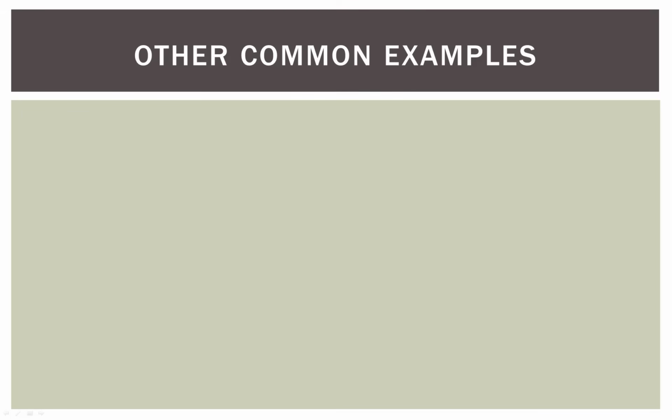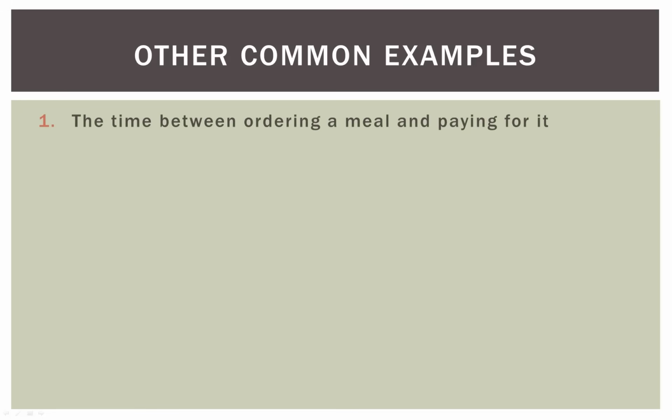Now, I admit 1 or 2 of these are a stretch, but I want you to get the idea of timing, okay? So here's one. Think about the time between when you order a meal and you actually pay for it. Let's say you go into Outback Steakhouse and you sit down, you order a nice big juicy steak, and you sit there and you eat it. It's great, it's fantastic, and everything else.